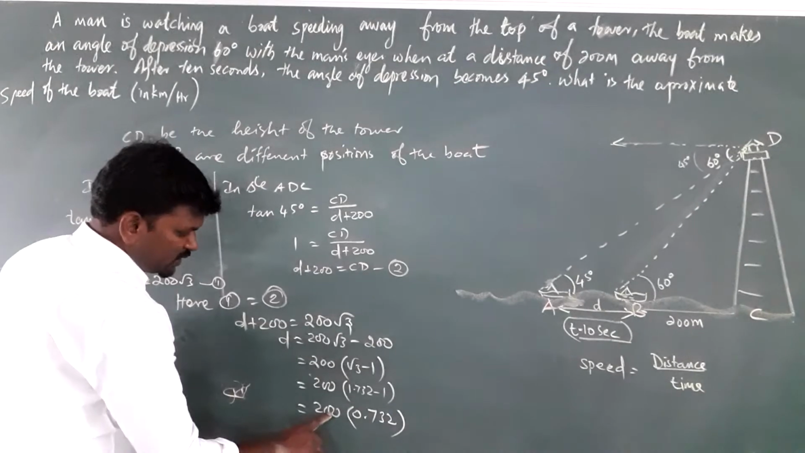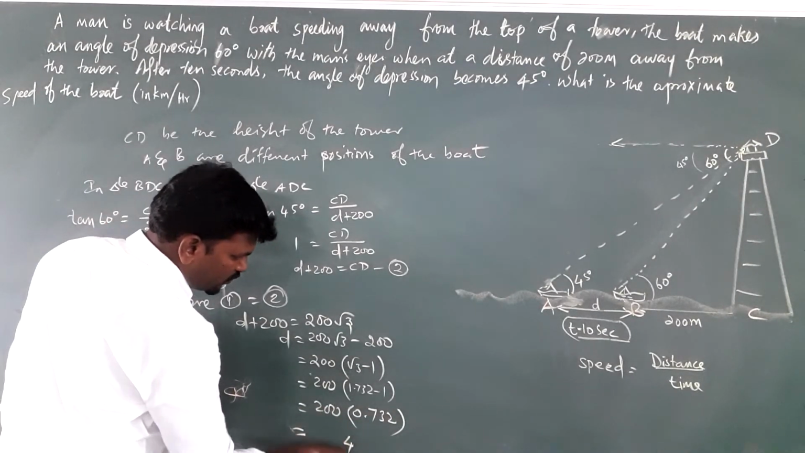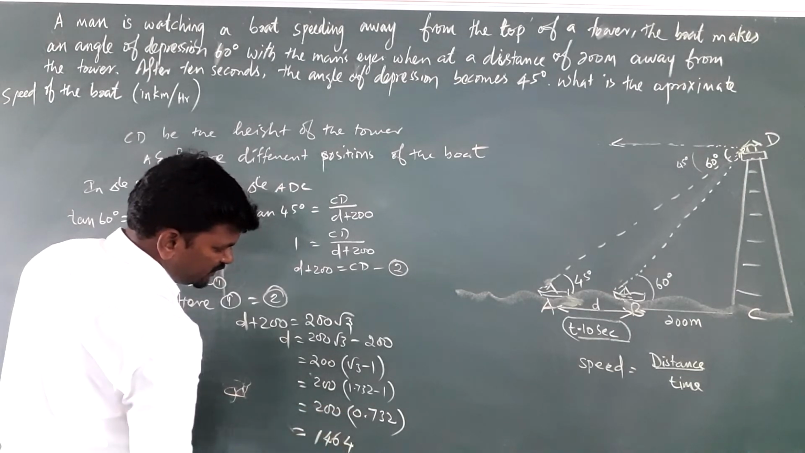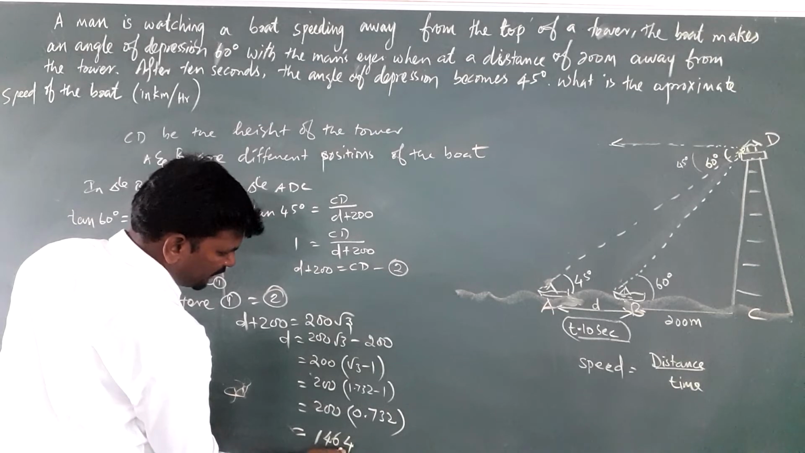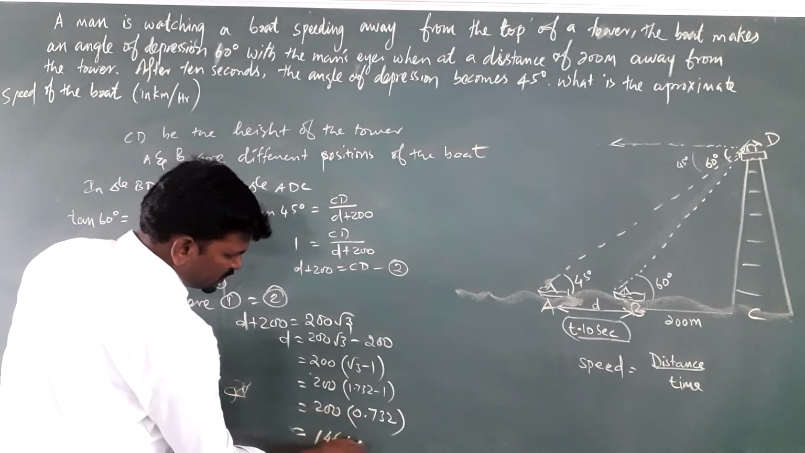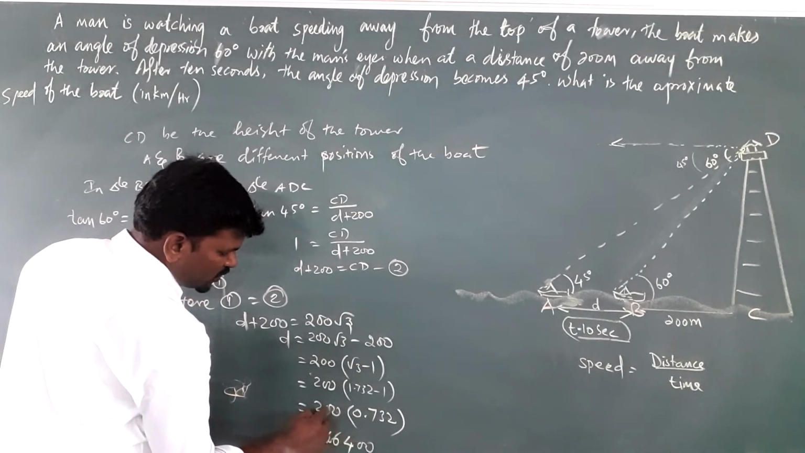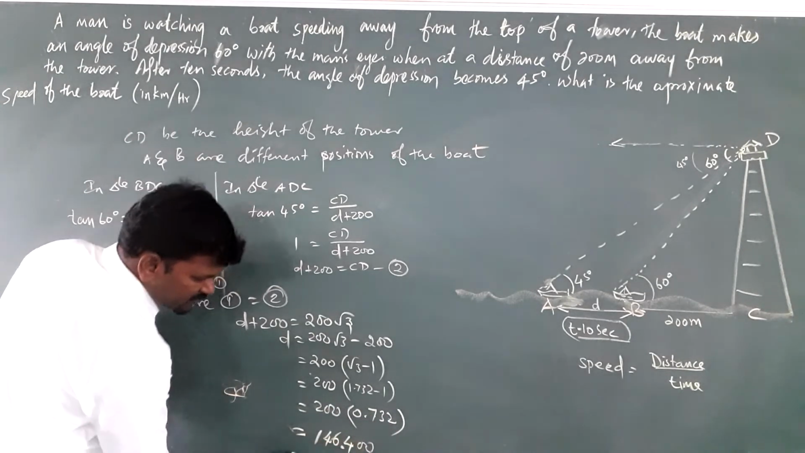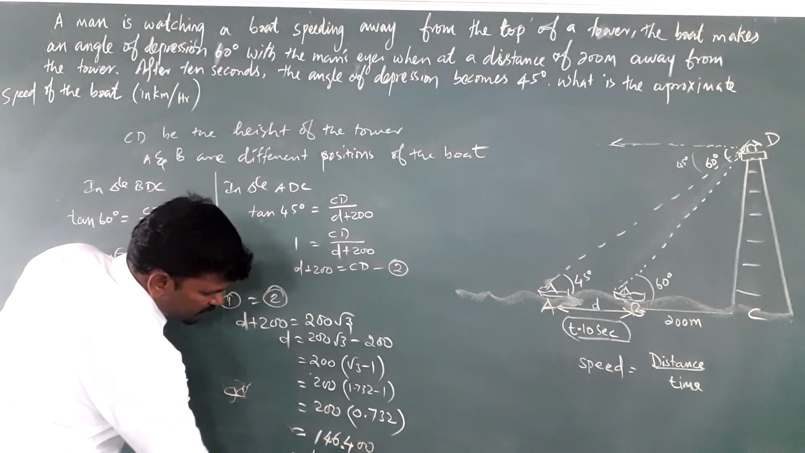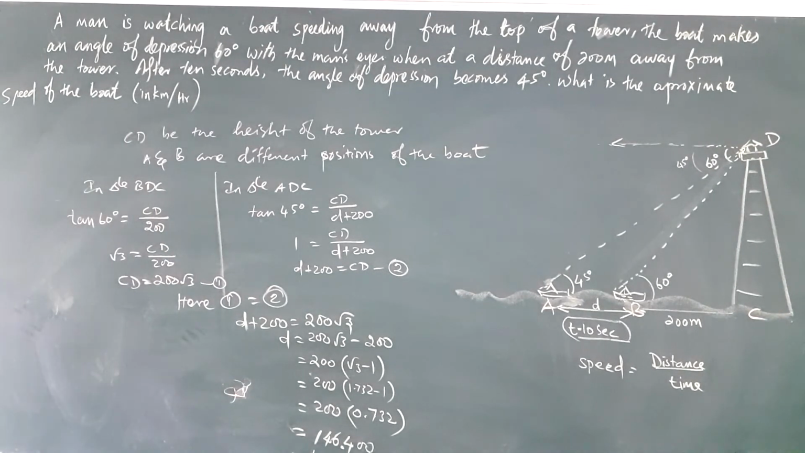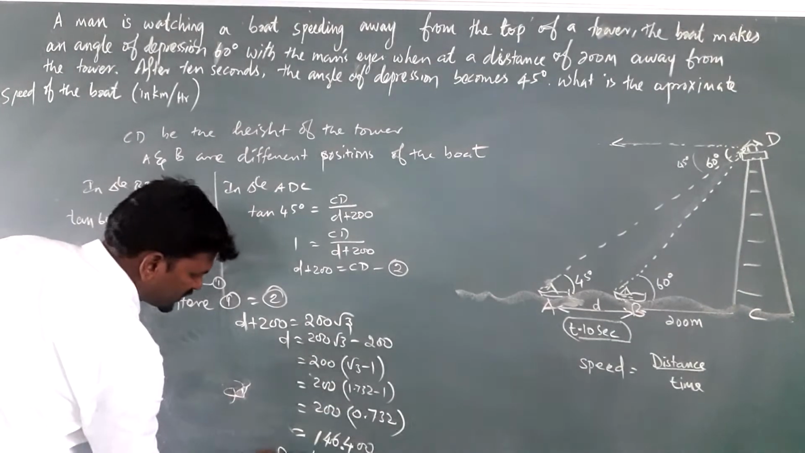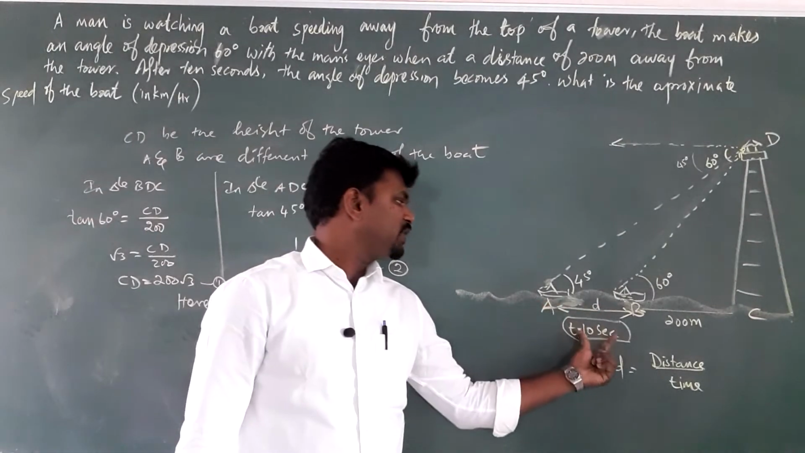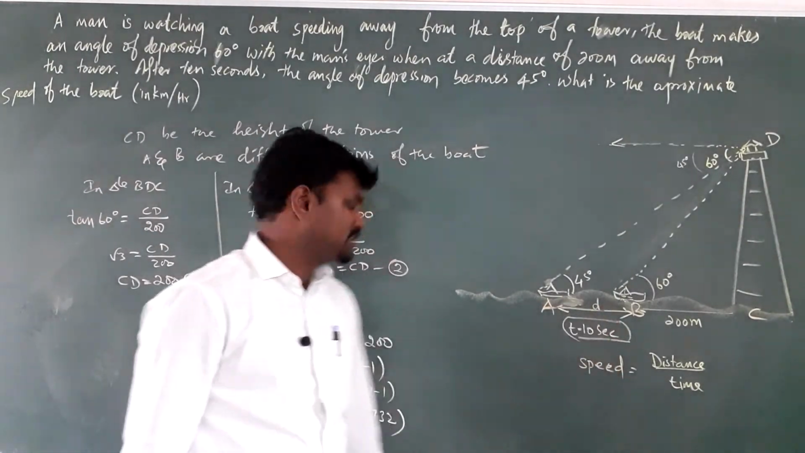So then we have to multiply. Very simple. 2 2s are 4, 2 3s are 6, 2 7s are 14, then 2 zeros, because of 200 we have added 2 zeros. So 146.4. This is the distance travelled by the boat during this 10 seconds.